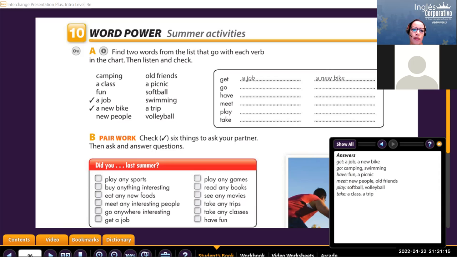Okay, now you can ask me. Did you eat any new foods last summer? Yes, I did. I ate camotes en miel. That's typical food. We can't change the name. So I ate camotes en miel. I didn't like them. Too sweet. Okay. Demasiado dulce. Sweet. Now I'm going to ask you, did you meet any interesting people last summer?